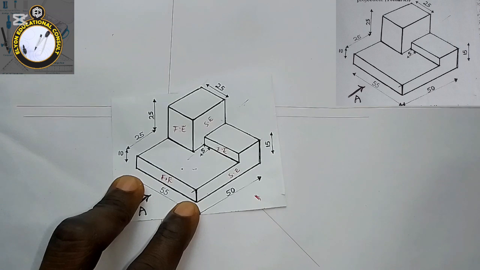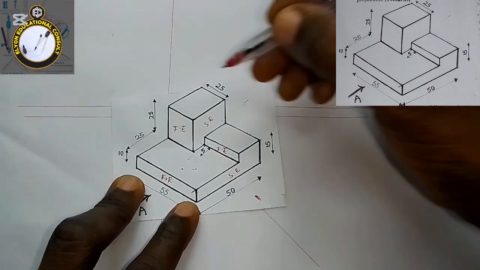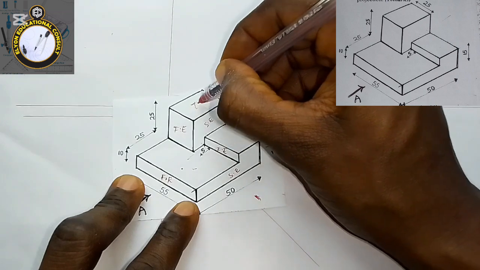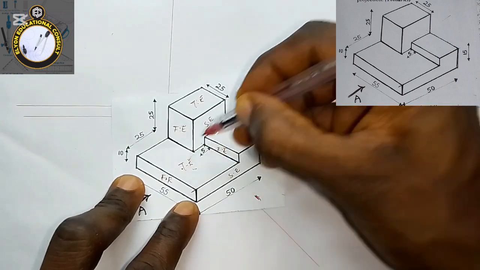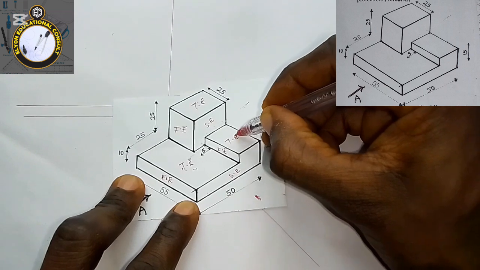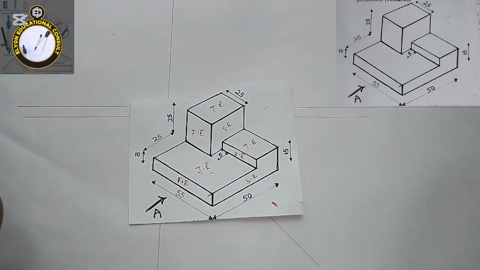Okay, I think that is all for SE. Then when we view from the top, we are going to see this top elevation. We'll see the whole of this side top elevation. I'm taking my time to do this so that you can understand it better.